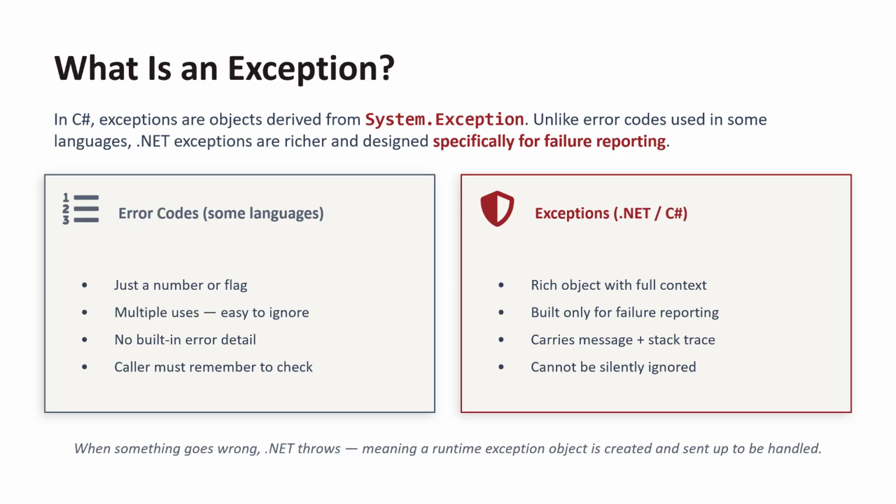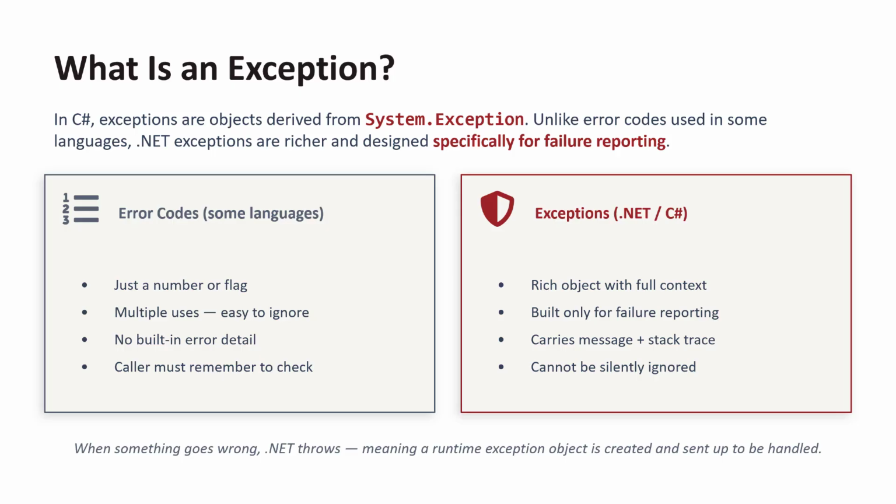Some programming languages handle errors differently. They use return codes, or a function runs, and instead of throwing anything, it just returns a number. And you're responsible for remembering to check that number every single time so that you actually know what the problem is. The problem with return values is they often serve multiple purposes, so it's very easy to forget to check or to misinterpret what a particular code means.